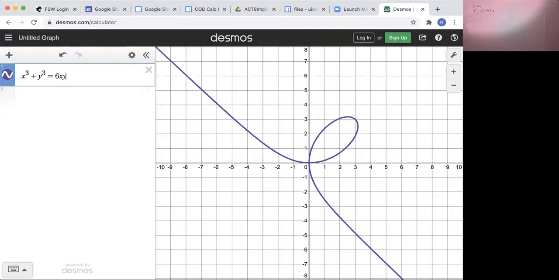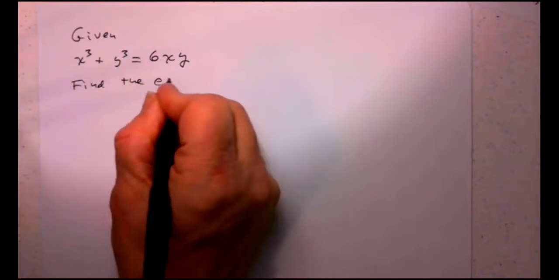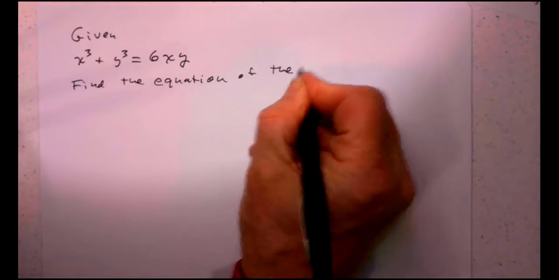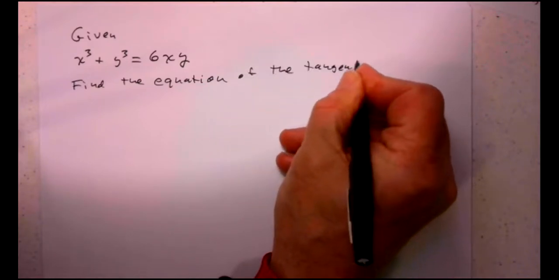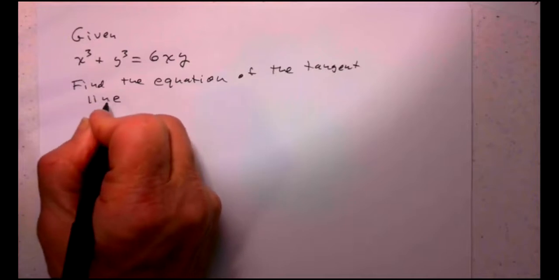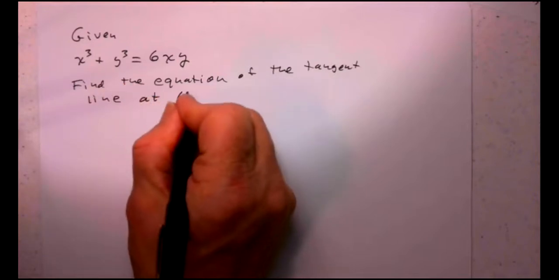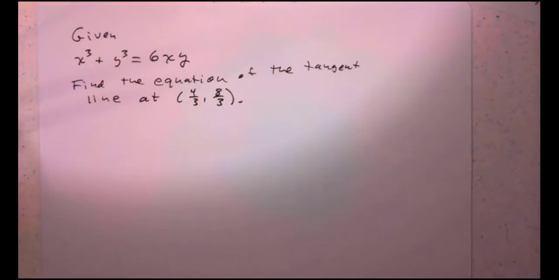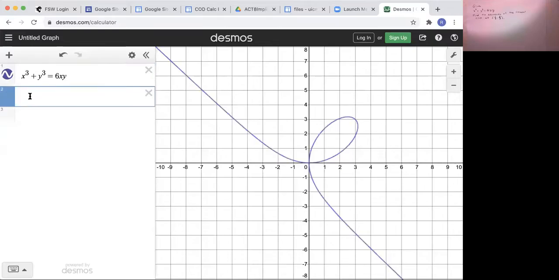We see that, and we're interested in a tangent line. There are a lot of interesting points here, and which one do I want to work with? I want to find the equation of the tangent line at the point 4/3, 8/3. So let's see where that is on the graph. X is 4/3, y is 8/3.